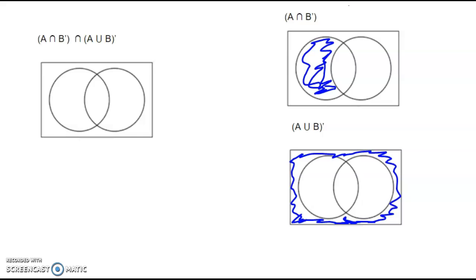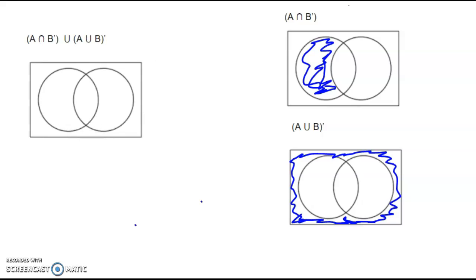One more. Look at this one, and it's just about the same question, except now it's a union. So all we're going to do is combine the two. So I'm going to shade A intersection B prime. And I'm going to shade the other one.